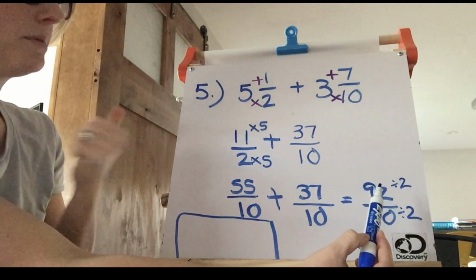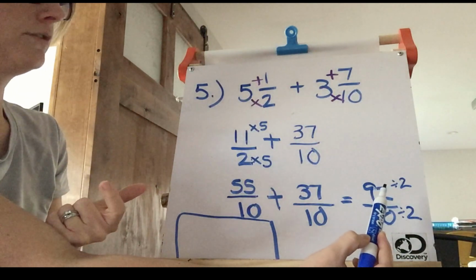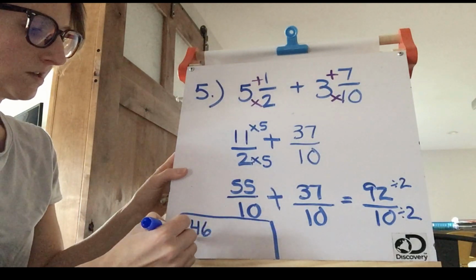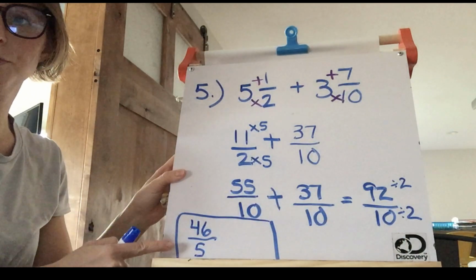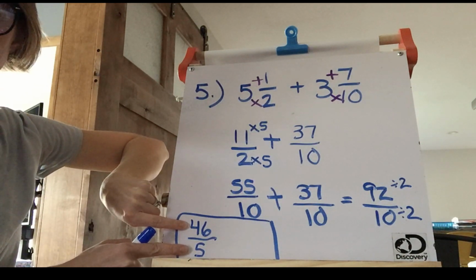I can break 92 up into 80 and 12. 80 divided by 2 is 40. 12 divided by 2 is 6. 40 plus 6 is 46. Over 10 divided by 2 is 5. So 46/5. Now, 46 and 5, do they share a common factor?